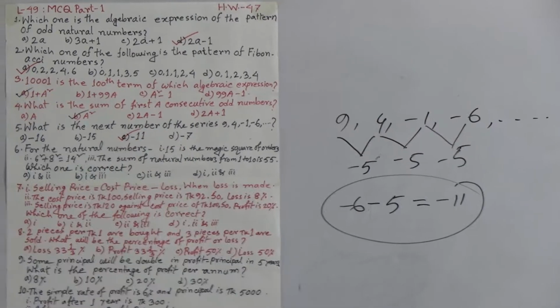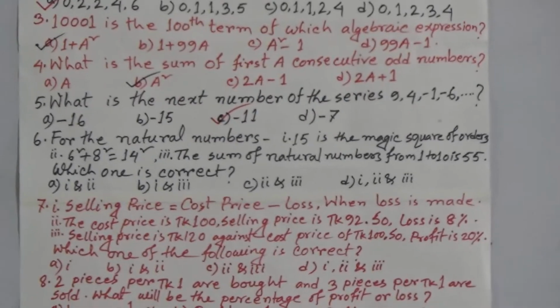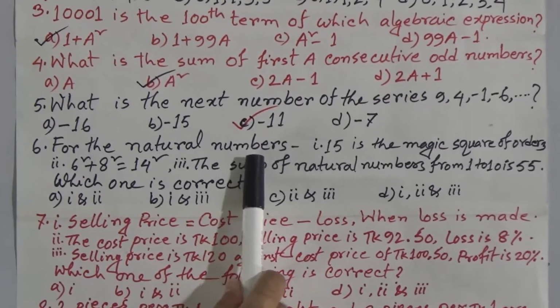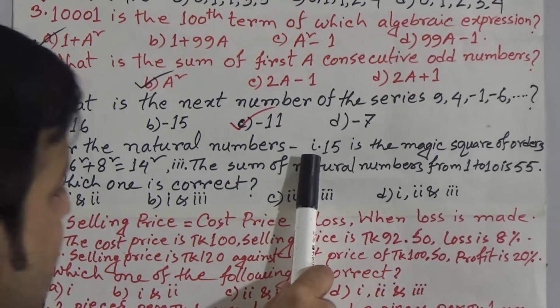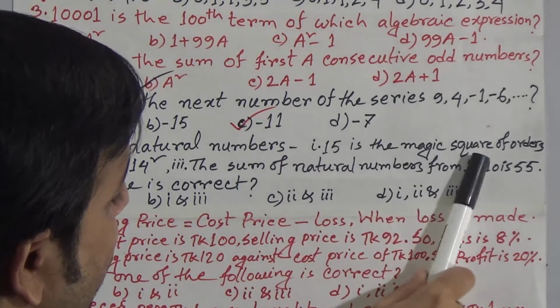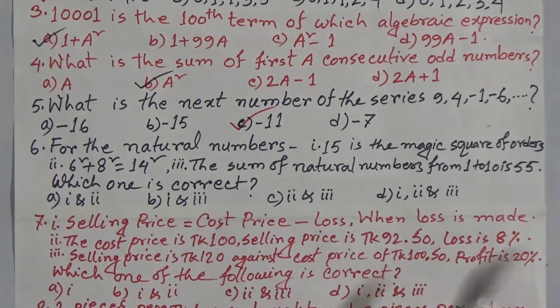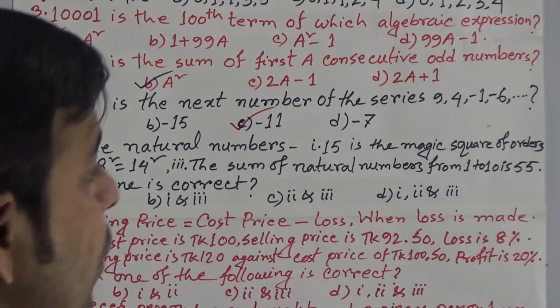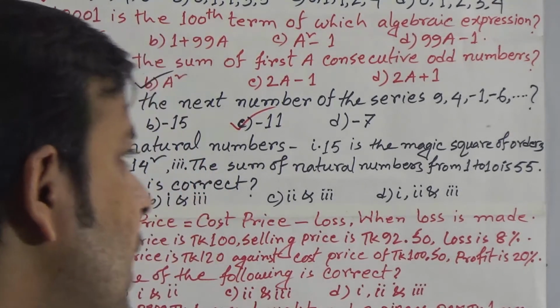Okay, now dear students, see question 6. For the natural numbers, 15 is the magic number of order 3 of the magic square.